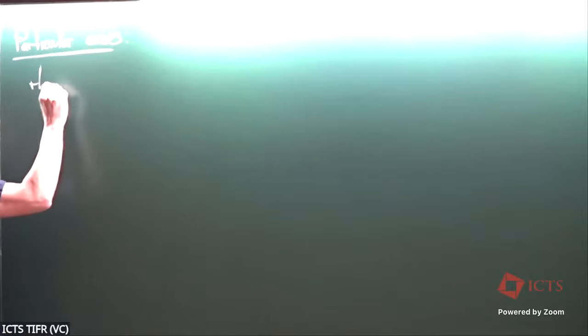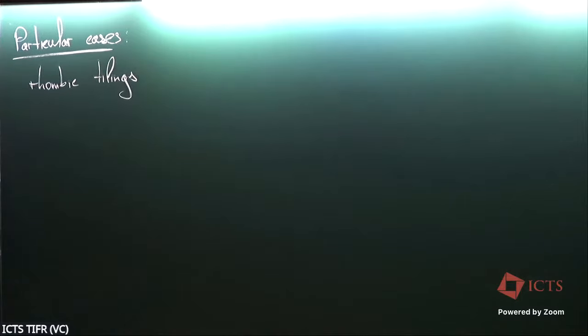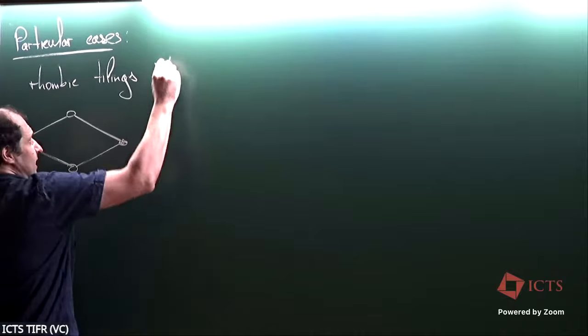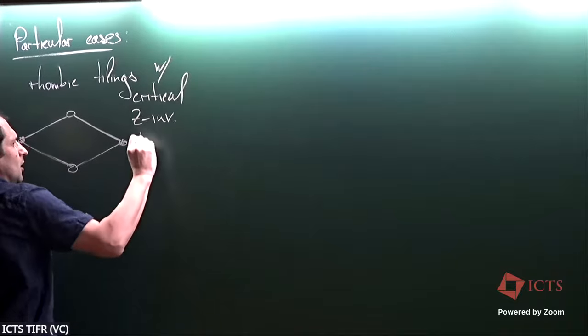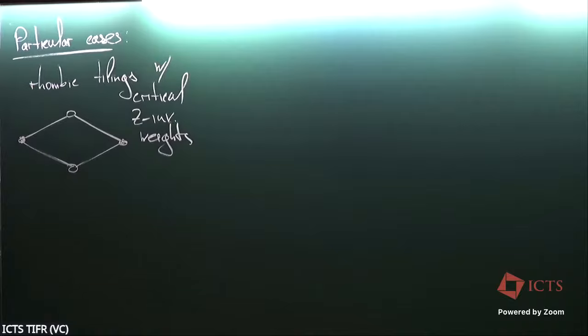Rhombic tilings. So rhombic tilings is what we briefly saw in Ian's class. So this means that all these tangential quads are just rhombi. And let me write right here the critical Z-invariant weights. Wait for a second for the discussion. But that's exactly the model that Ian mentioned under the umbrella of universality. So that's a particular example.